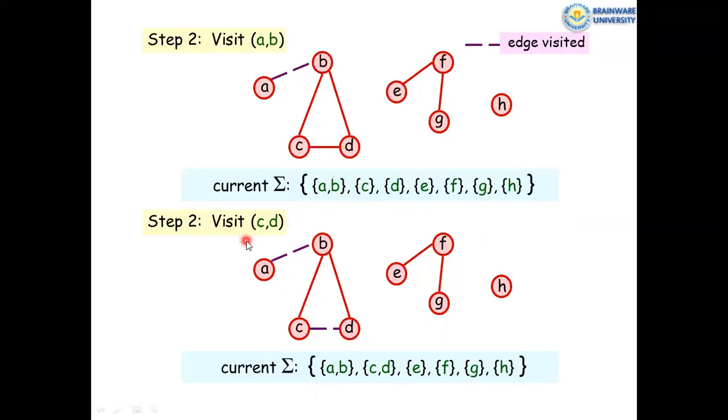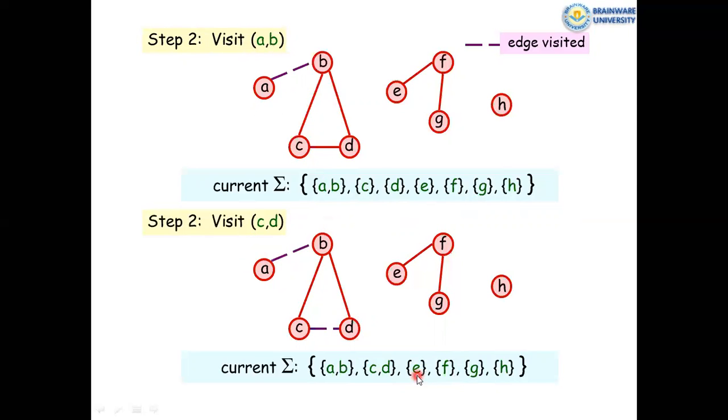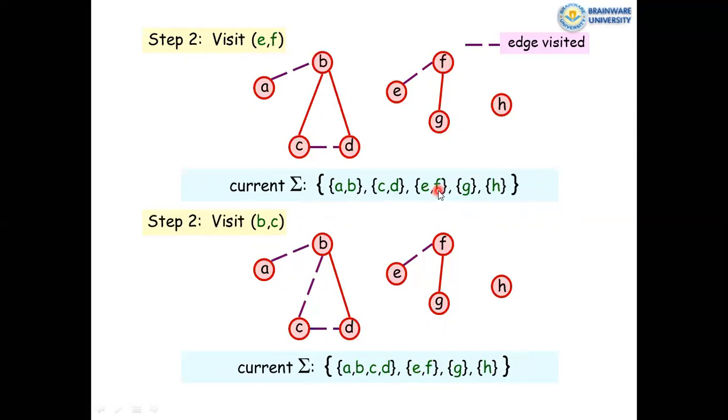After that we take the next edge, cd, and you can see c and d belong to two different sets. So the find of c is not equal to the find of d, and we apply the union operation and merge c and d. Next we take another edge, ef, and e and f belong to two different sets. Then we apply the union operation and merge e and f.